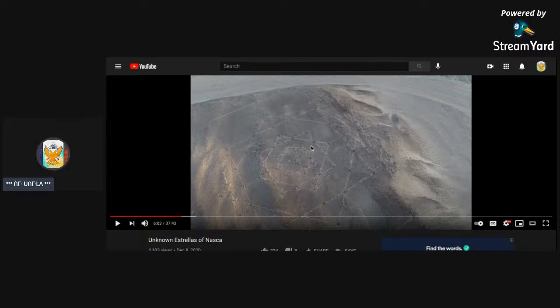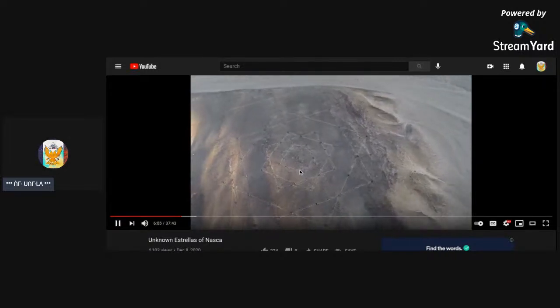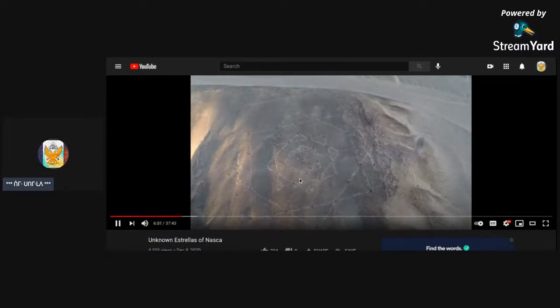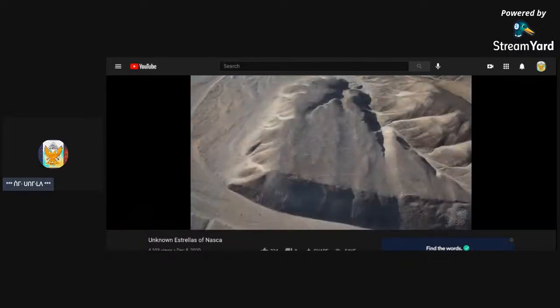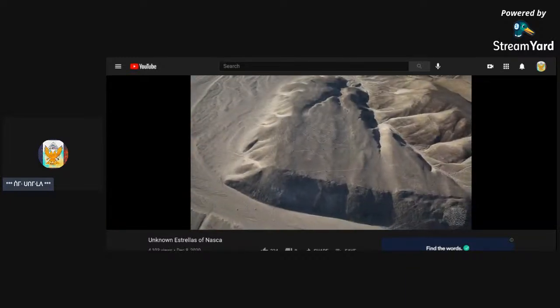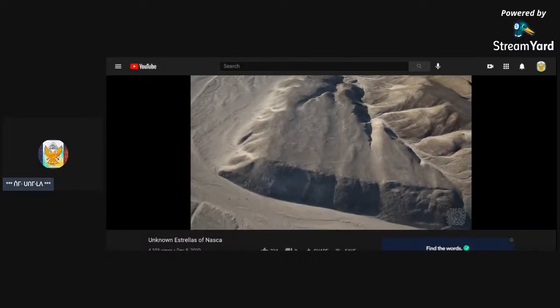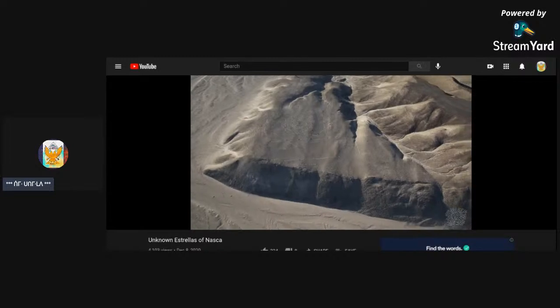Not only water, but magnetic fields look much like this. So that's crazy. The proportions of this geoglyph are very precise. The outline of it looks perfect when viewed from above, and its construction is very complex.